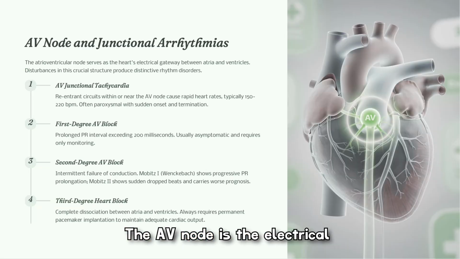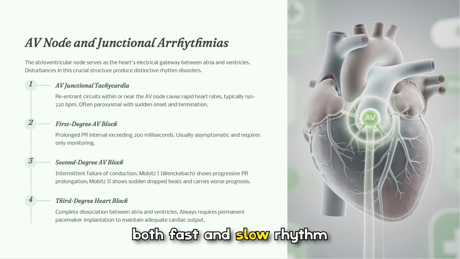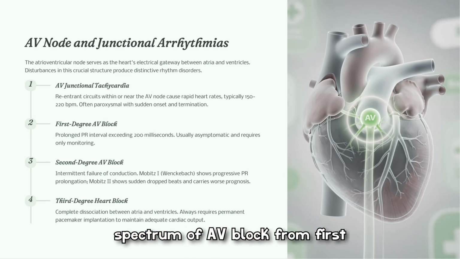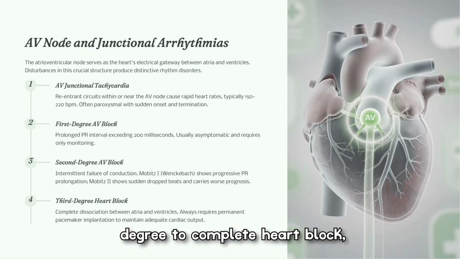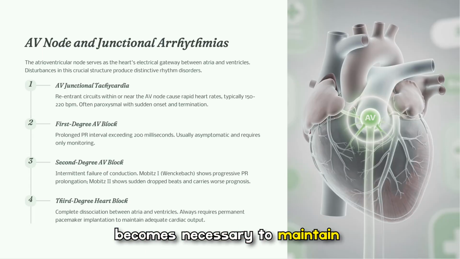The AV node is the electrical gateway between atria and ventricles and can be the site of both fast and slow rhythm disorders. This slide summarizes junctional tachycardia and the spectrum of AV block from first degree to complete heart block, highlighting when pacing becomes necessary to maintain adequate cardiac output.